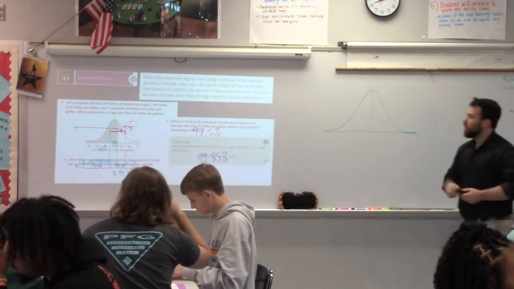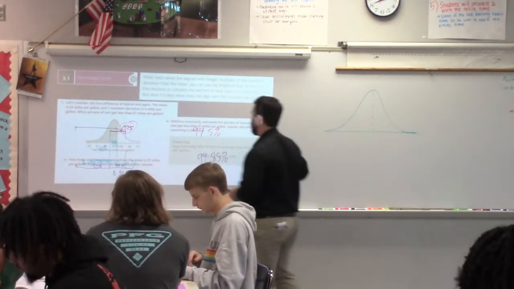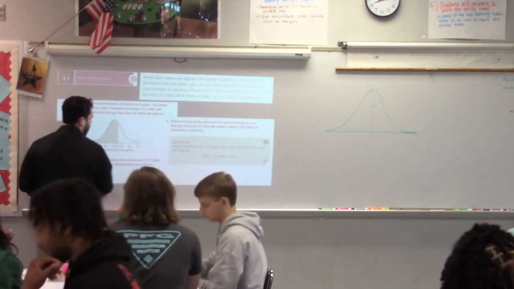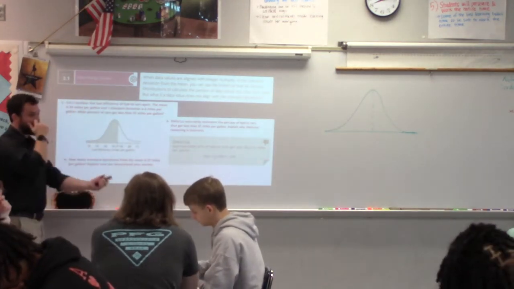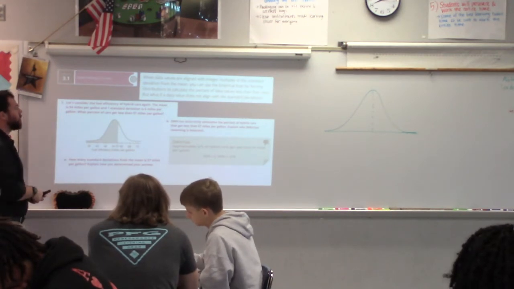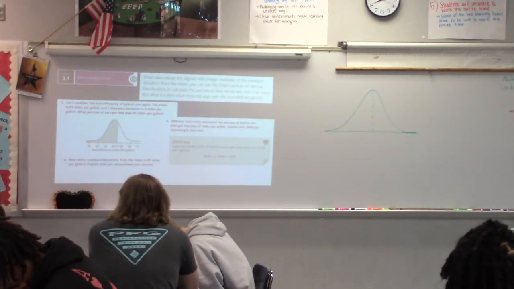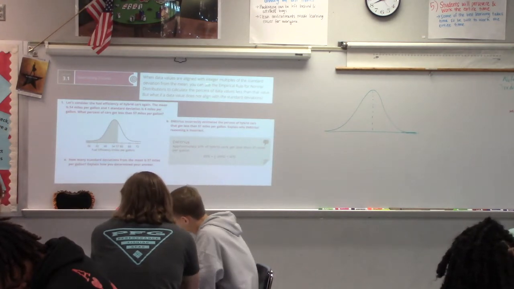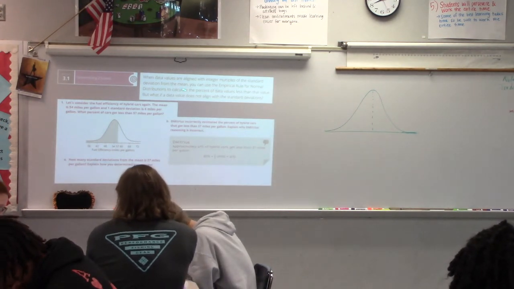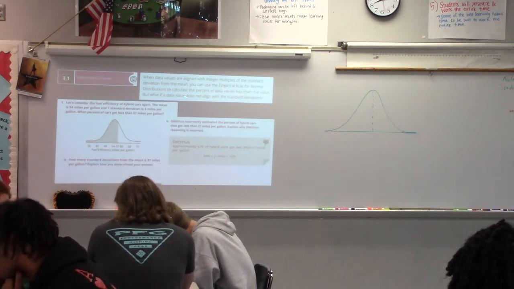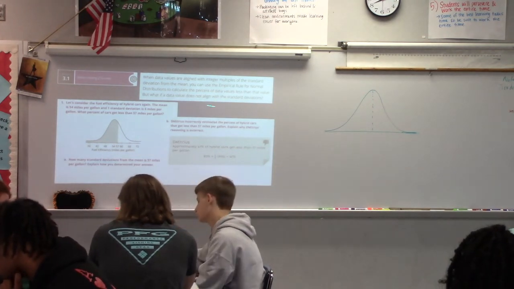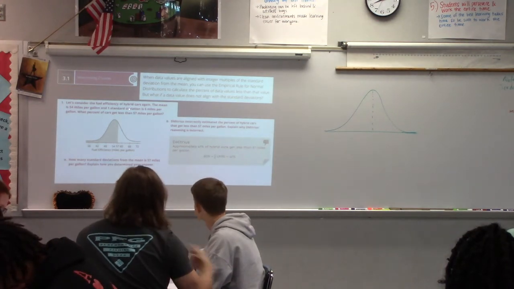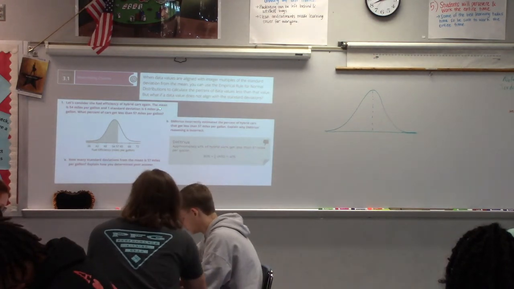So here's where we are, 3.1, determining z-scores. We're going to talk about these z-scores, and don't let z-scores be scary. I'm going to connect it to what you already know very well. Same thing I already pointed out: when data values are aligned with integer multiples of the standard deviation, you can just use that empirical rule. But what if the data value does not align with the standard deviation? So right here, let's consider the fuel efficiency of hybrid cars again. That's what the getting started was.